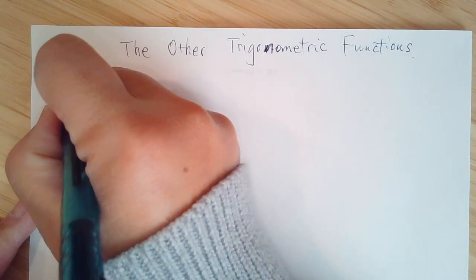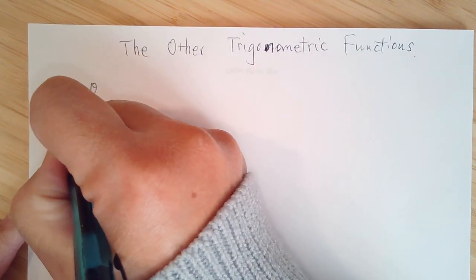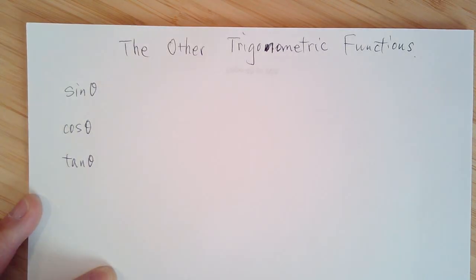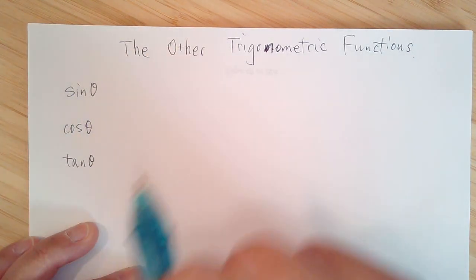So we learned sine theta. Given an angle, we learn sine theta. And then we learn cosine theta. And then we learn the tangent theta. Right? So sine, cosine, tangent. And today we're going to learn three more.